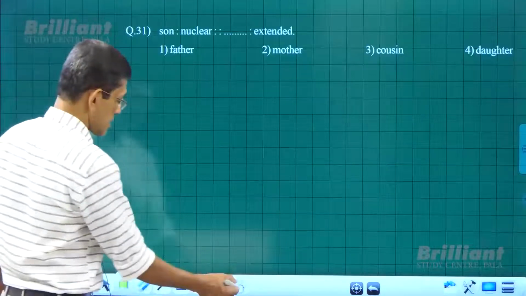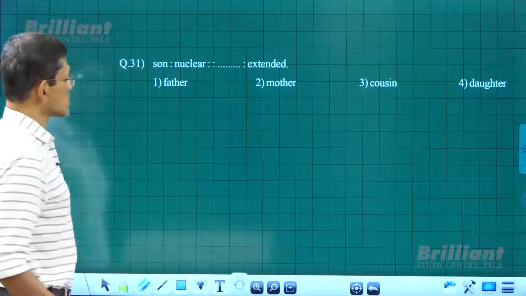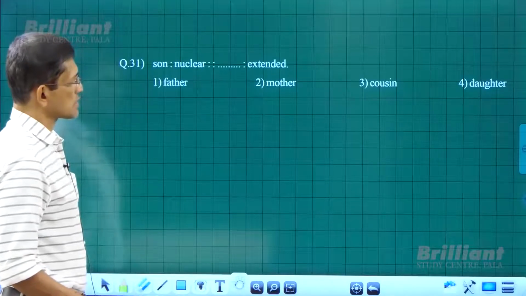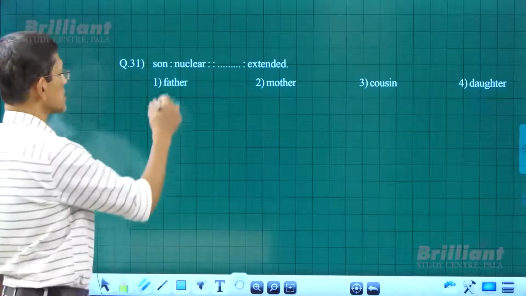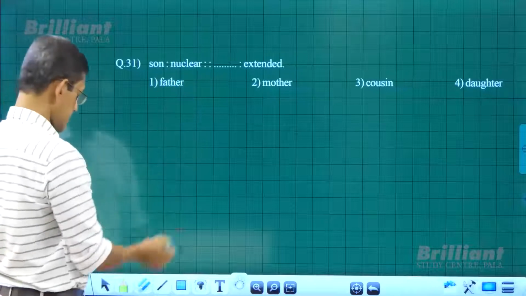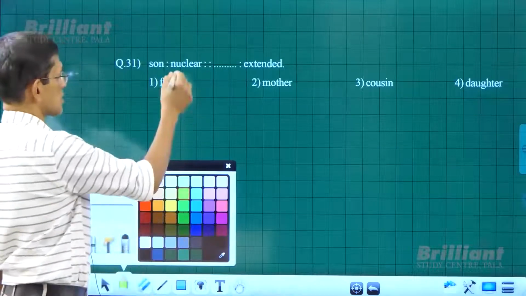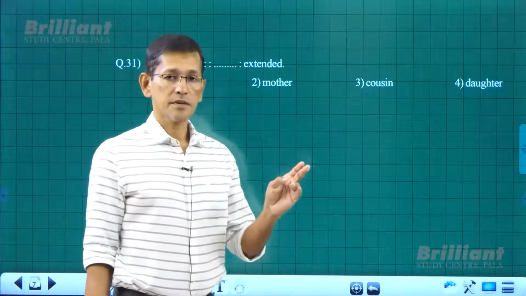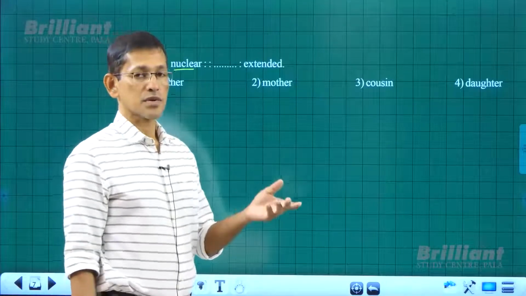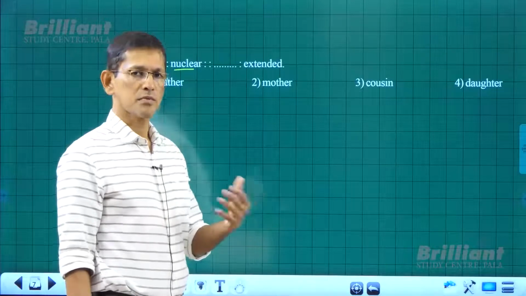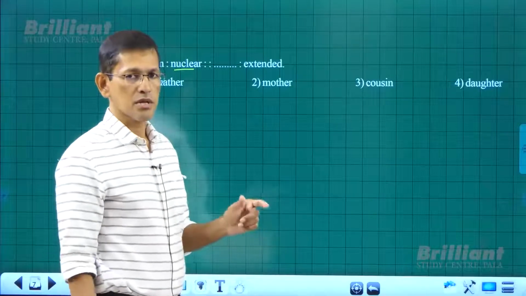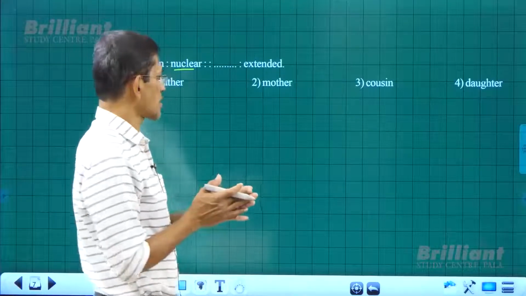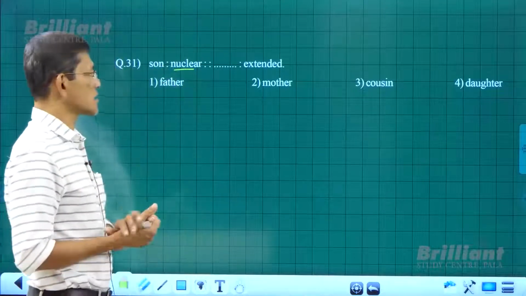Number 31. Sun nuclear dash is extended. What is that extended? So sun means nuclear family. Okay, fine. So nuclear family, normal case, who are the members? The parents, mother, father, and we have son and daughter, right? So it could be 2 children, 3 children, doesn't matter. Usually nuclear family means the smallest version. So it could be 2 children, right? Son, daughter, anyhow. So son, it's nuclear.